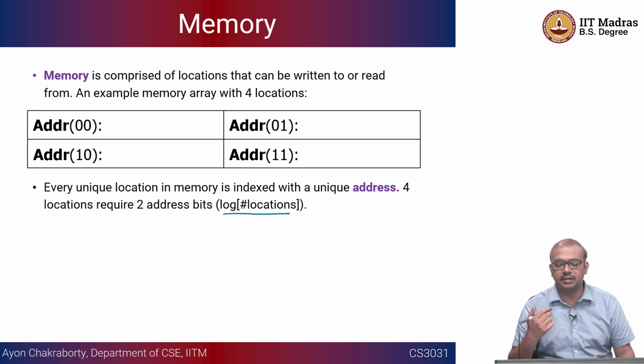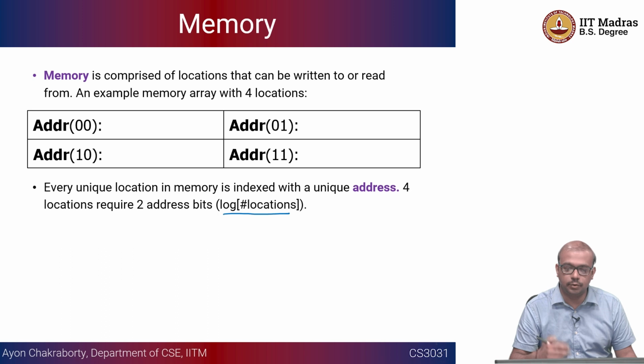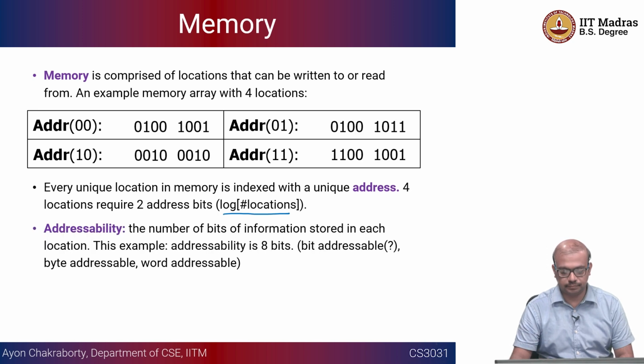If you have 3 bits, you can support up to 8 memory locations. If you have 10 bits, you can support up to 1024 locations, right? 2 to the power 10. Okay. So it is very important that every unique location in the memory is indexed with a unique address. Okay. So 4 locations are going to require 2 address bits.